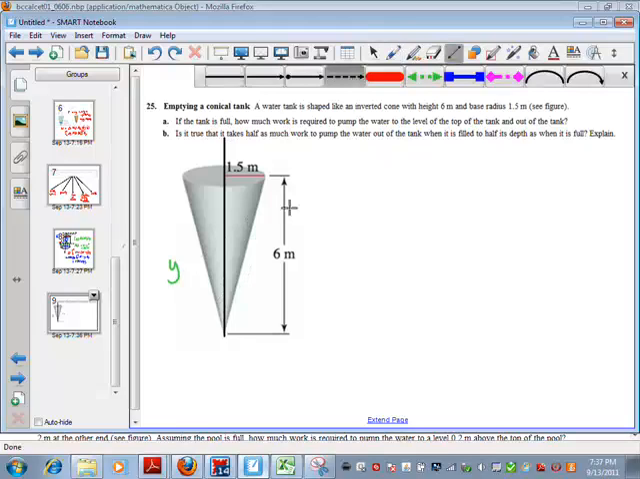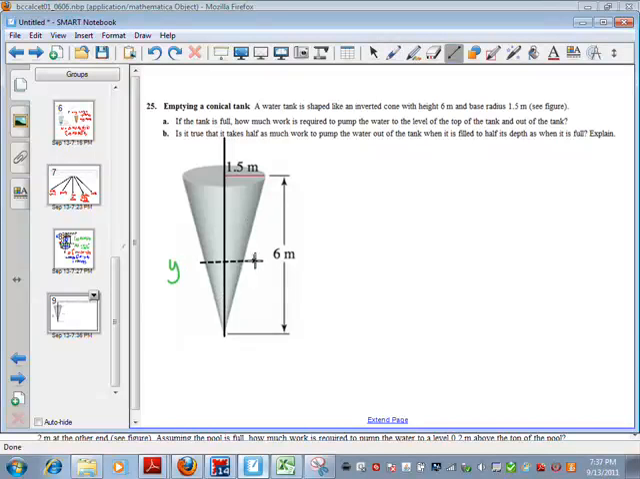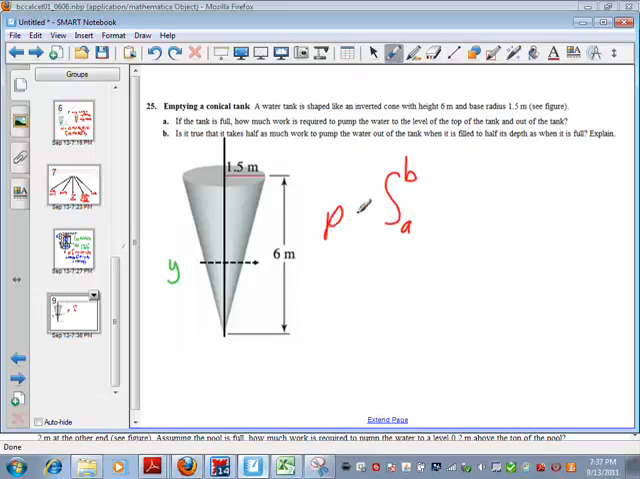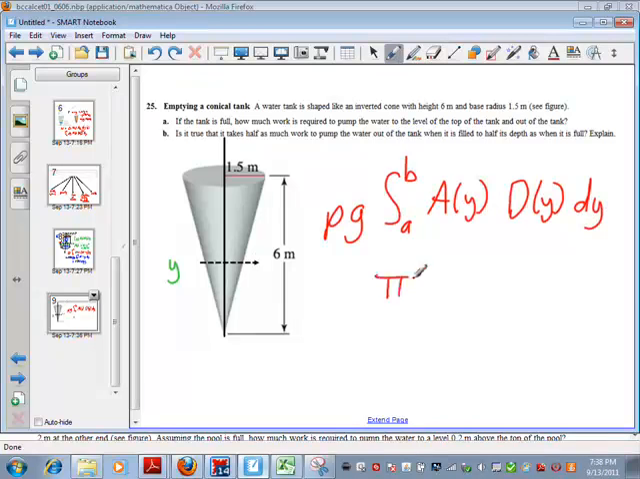So we'll cut there. And so we need, again, the integral from a to b, rho g, A of y, and the distance we need to pull it. Right, so it is pi r squared. What's the radius at the y level? It's going to depend on y, right? So it's pi times something involving y.